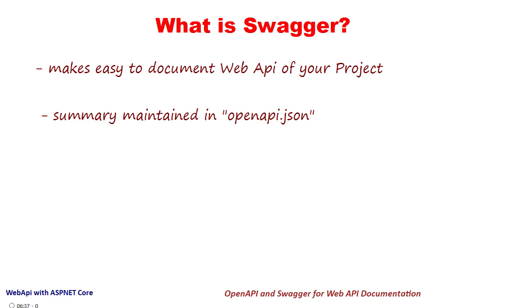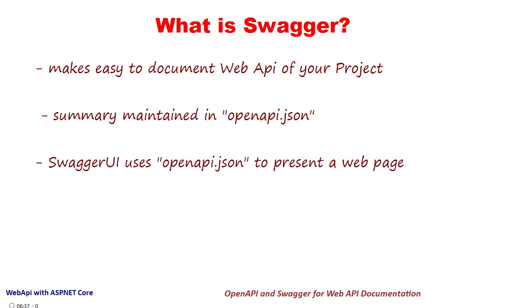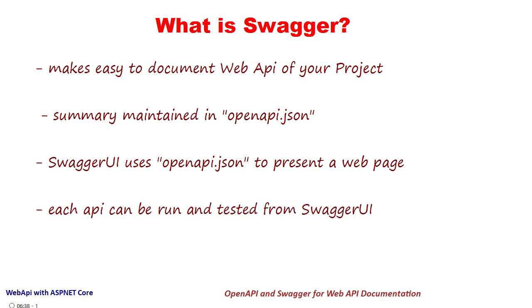It is automatically used to create a web page called Swagger UI, which shows all your web API in a colorful human-readable interface. Each web API can be immediately run and tested, and it turns out that Swagger UI is much easier than using the Postman software.